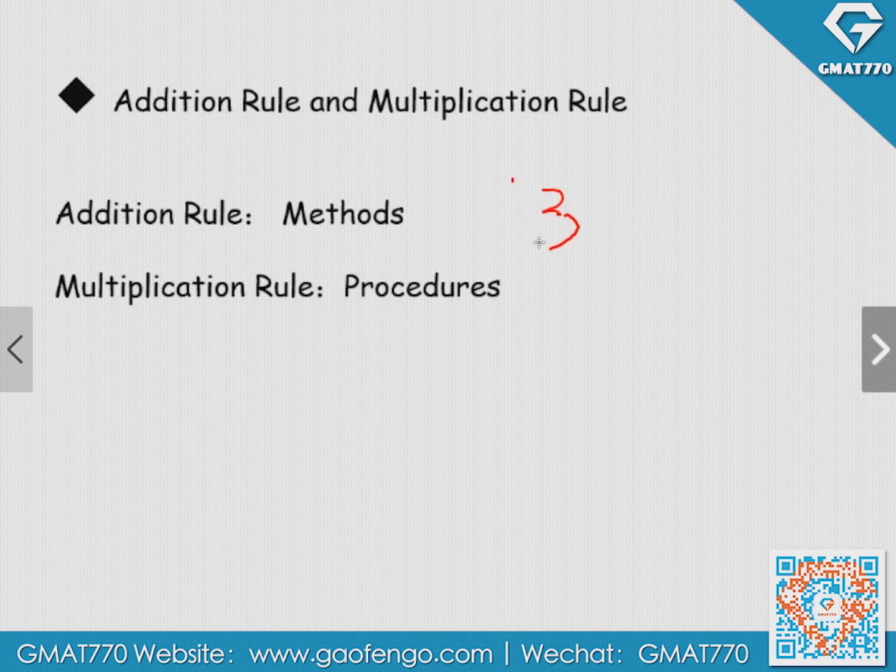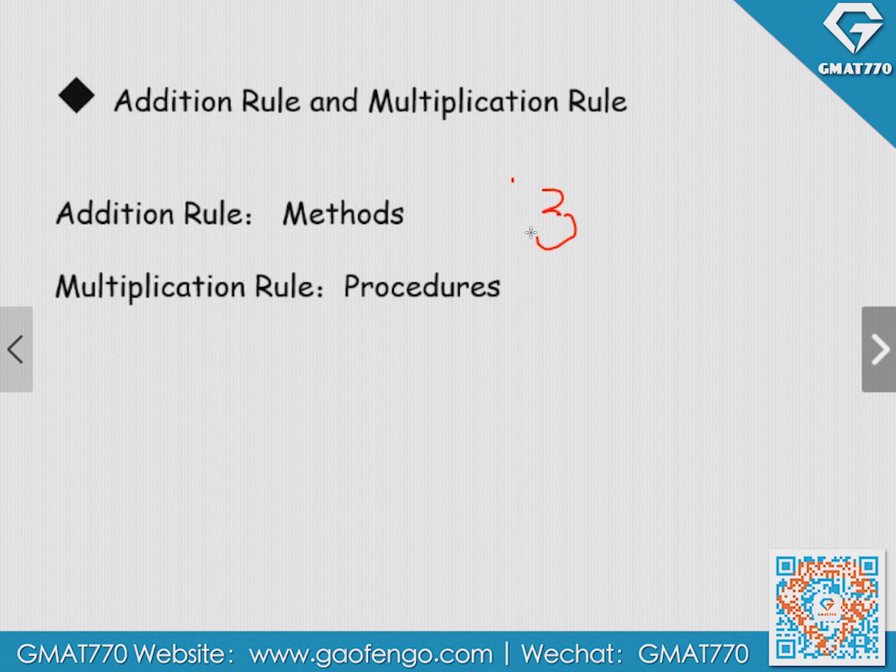And what is the multiplication rule and how to use it? It applies if you have different procedures to solve the questions. For example, there are 2 procedures for you to solve the question, procedure 1 and procedure 2.